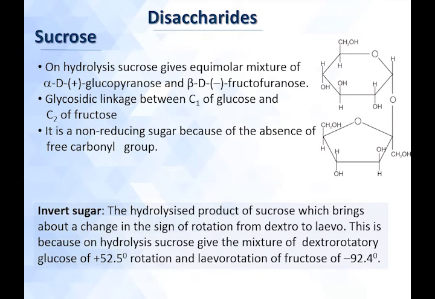Invert sugar. Hydrolyzed product of sucrose which brings about a change in the sign of rotation from dextro to levo rotation. This is because on hydrolysis, sucrose gives the mixture of dextrorotatory glucose of +52.5 degree rotation and levorotation of fructose of -92.4 degree.